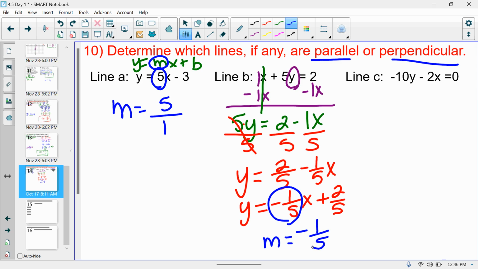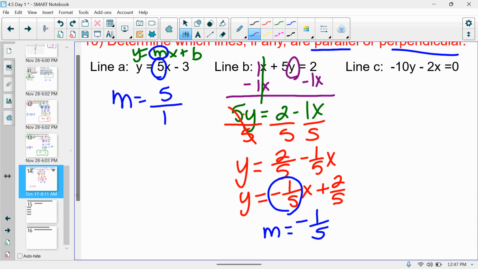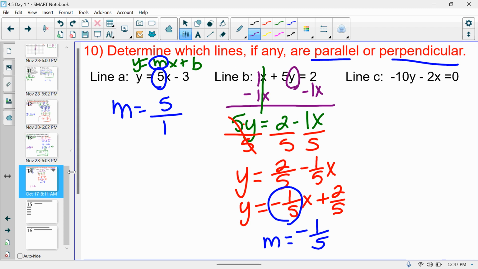Okay? So far, let's just look what we have so far. If the slope of this is 5 over 1 and negative 1 over 5, what do you know about line A and B? Those are opposite reciprocals. Yeah. So line A and B are perpendicular to each other. So we can already say A is perpendicular to B. We know that already. Okay. But you have to be careful. We're not done with the question because maybe B is also perpendicular to C or something. Like we have to keep going.